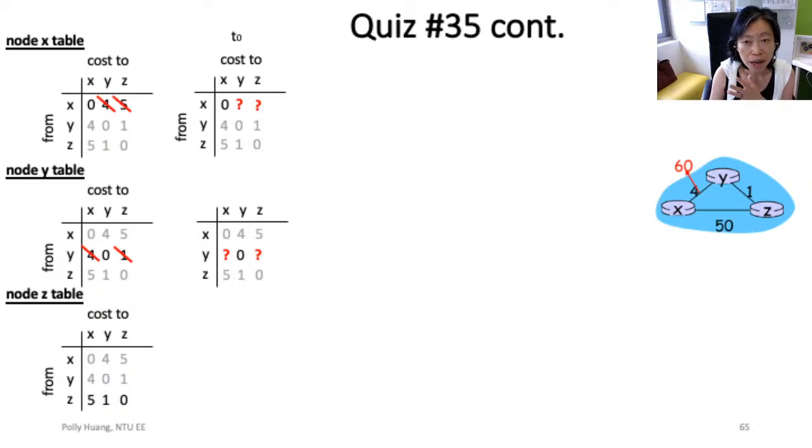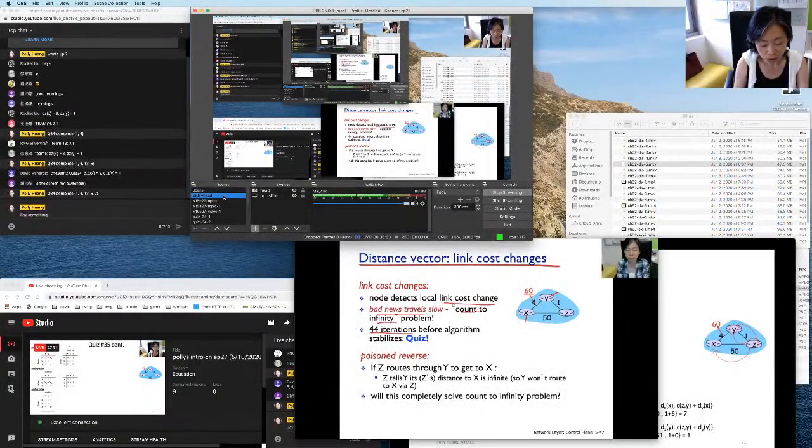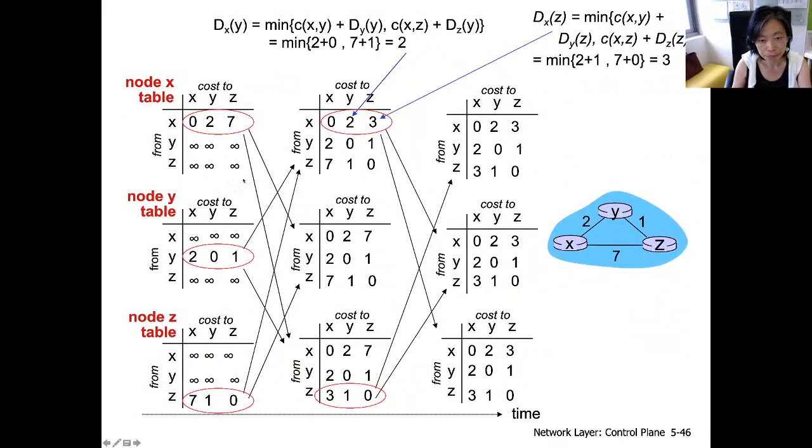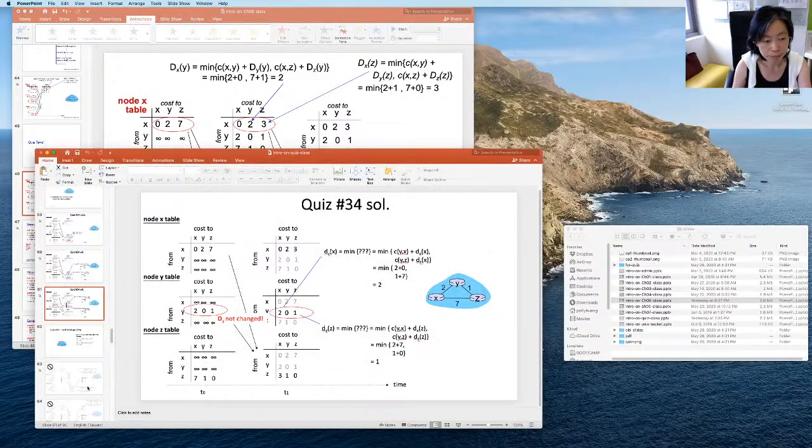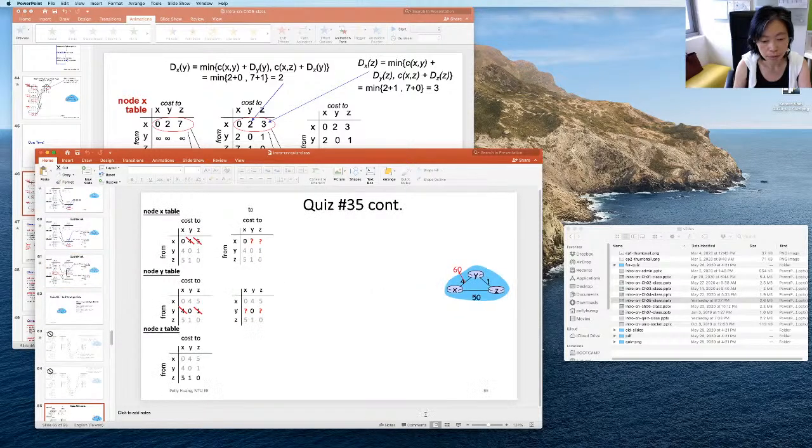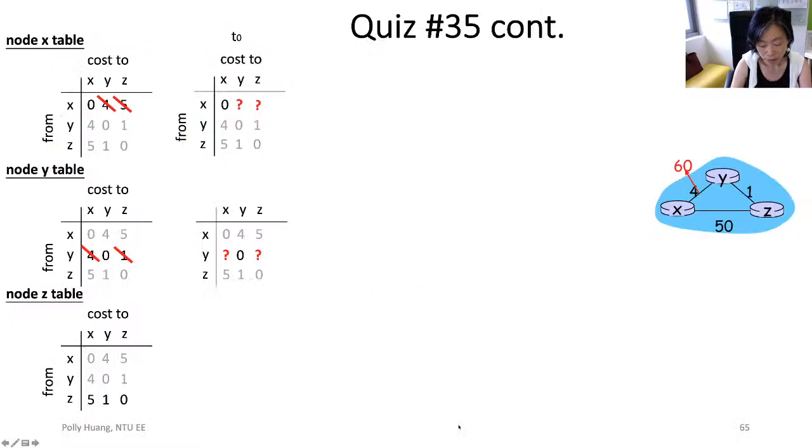So essentially what I'm asking you to do is this. The first column to the left is the table of x and y and z before the link cost change. Right at the link cost change, dx in node x needs to be changed. Let me go to the slide again. So essentially, node x right after the link cost change, dx is going to be recalculated.